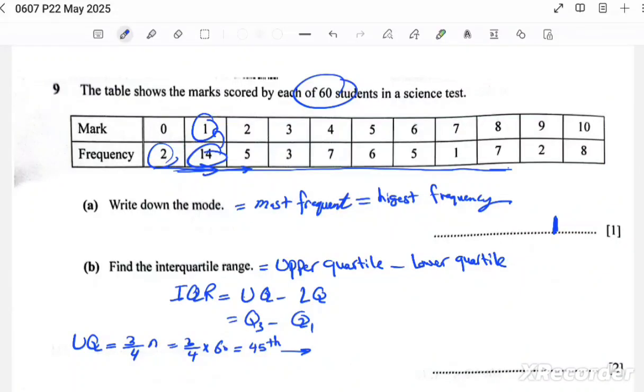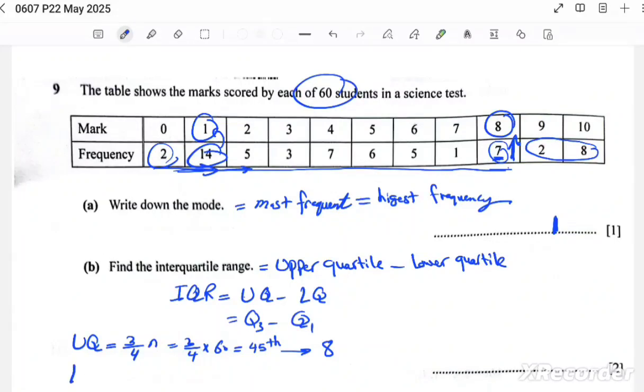Actually, you know that here is the last 10, so we know that here we have up to 50. If you look at the table, you'll discover that the upper quartile is here, which is 8.